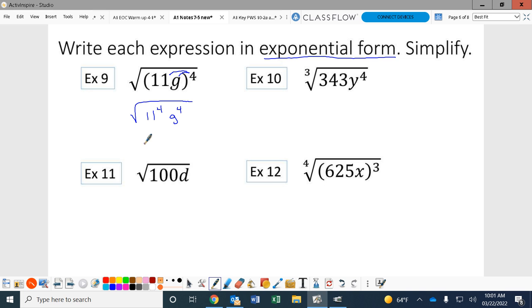Okay. Now I'm going to write them as fractions. It's going to be 11 to the 4 over. Guys, what's the bottom number if there's no number written out here on this index? 2. This is a 2 even though it doesn't say it. And then g to the 4 over 2.